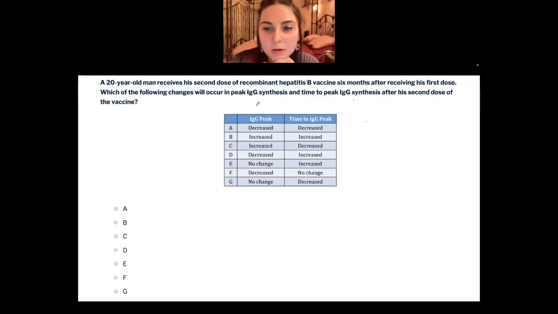Some of you got a little confused, but you all at least got that the time to the IgG peak was decreased, which is good because it happens really quick, the second versus the first. So you can at least cross off all of these. But remember, the peak itself was a lot bigger. A lot bigger. So it's going to be an increased peak in the second one versus the first one.